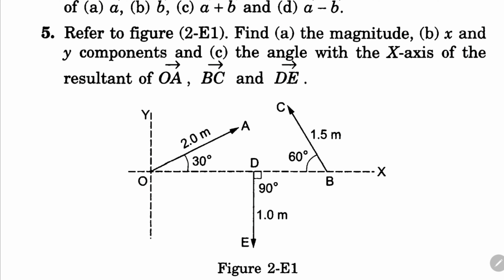Now question 5 is a bit long. In this question we have been given 3 vectors, OA, BC and DE. These 3 vectors are there having different angles from the x-axis in different orientations. Remember, they are in different angles given from different orientations, so just keep that in mind also. So we have to find many things like the magnitude and x and y components. So let's try to solve this question.